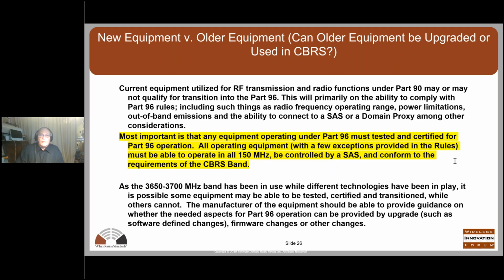All right, we can gloss over this one a bit, but the idea is that if you are using older equipment, you need to make sure that the equipment itself is certified for use in CBRS. It has to be able to operate across all 150 megahertz of the frequency. It needs to be controlled by the SAS, and it has to conform to the requirements of the CBRS band. So if you have older equipment and you're going to use it in the ecosystem, I would check with the equipment manufacturer to make sure it will work and is certified to work in the band. Next slide, please.